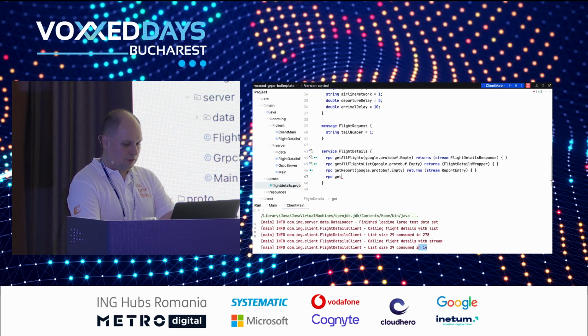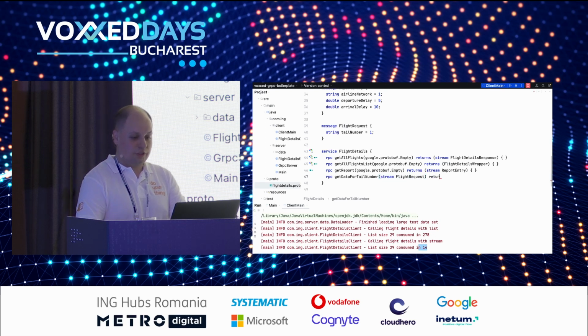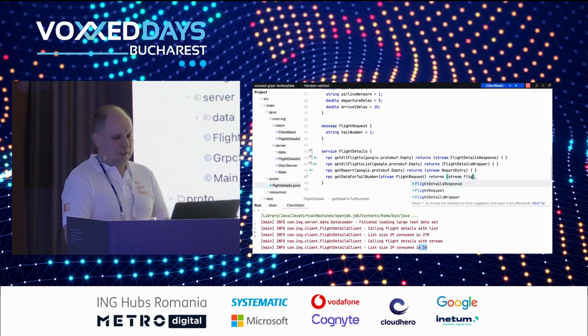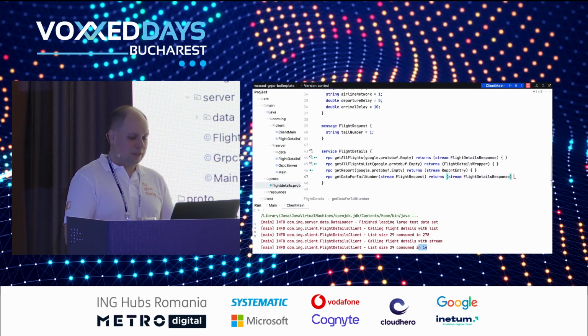Sorry. And I'm going to send a stream of flight requests, and I'm going to receive back a stream of flight details responses. So basically getting back the entire response for each tail number that I've sent. Now, let's compile the code and let's see what happens.